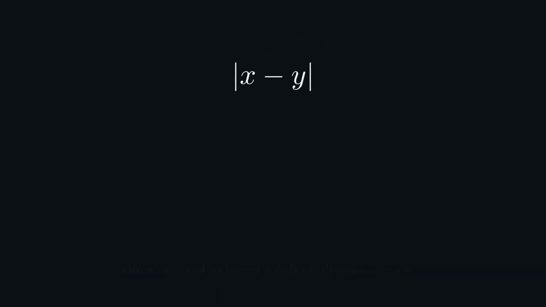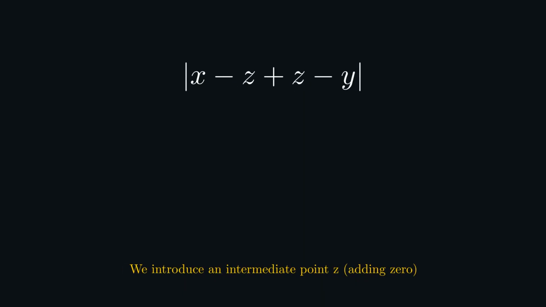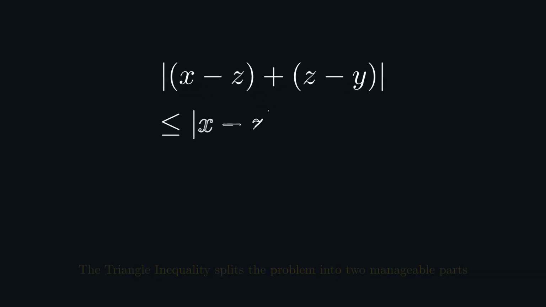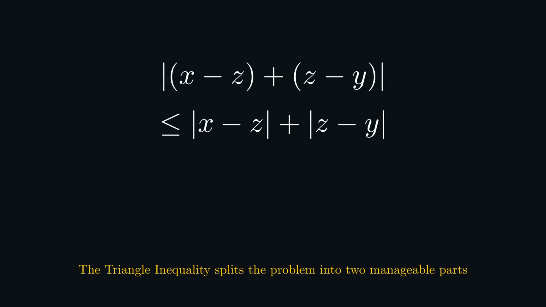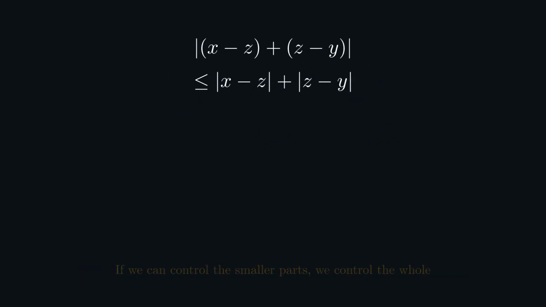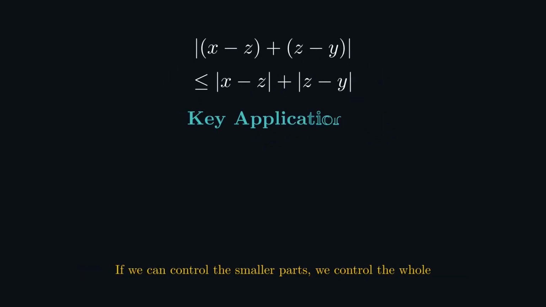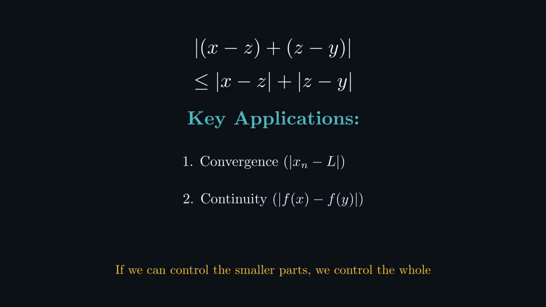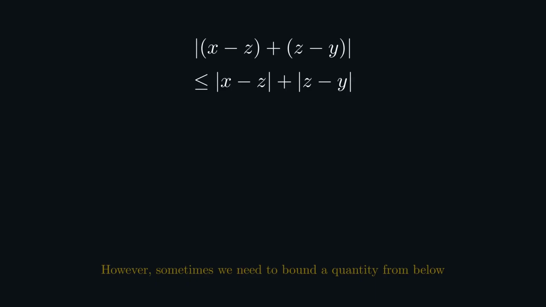We often need to estimate the distance between two points, say the absolute value of x minus y. But calculating this directly can be difficult. A standard trick is to introduce an intermediate point, z. By adding and subtracting z inside the modulus, effectively adding 0, we can split the problem into two manageable parts. This technique is essential for proving convergence of sequences, continuity of functions, among many other key results in mathematics.